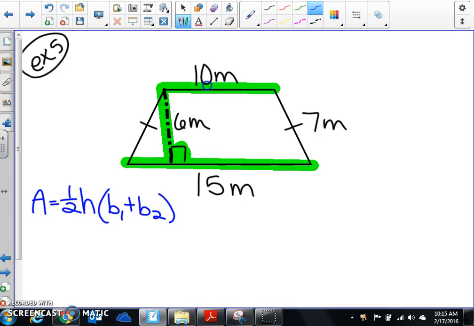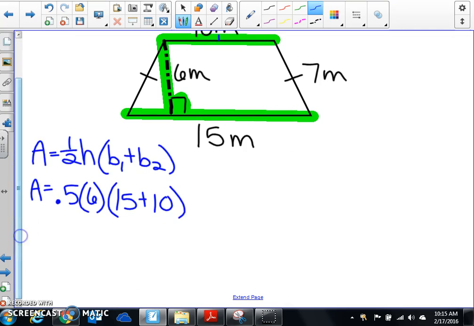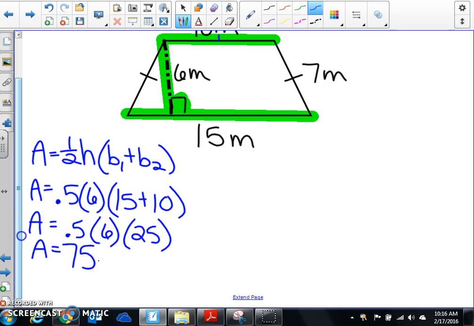So I plug in area equals 1/2, which is just the same thing as 0.5. The height is 6. And then my B1, so my first base is 15, plus my second base, which is 10. Now I got to do order of operations. 15 plus 10 is 25. And now I can just plug it into my calculator, exactly as I see it. So 0.5 times 6 times 25 gives me 75 meters squared.